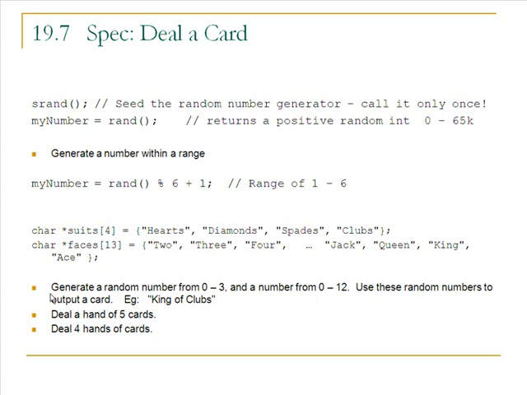So how will we do this, dealing of cards? We're going to generate a random number from 0 to 3 and another number from 0 to 12. And we'll use those random numbers to output a card. And the spec then says deal a hand of 5 cards and deal 4 hands of cards. So dealing 20 cards. Okay, well, let's go into the development environment and see if we can write a simple program that will deal a card.